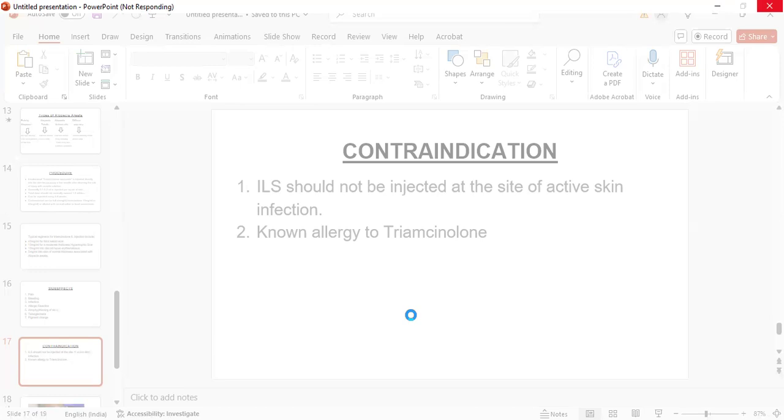We are not able to send the video. I'll send it on WhatsApp. If anybody has any query regarding keloids or alopecia areata or any intralesional injection, you can ask.